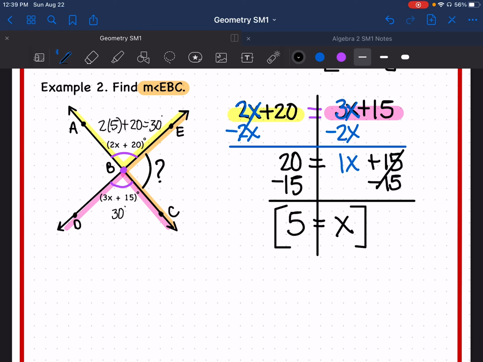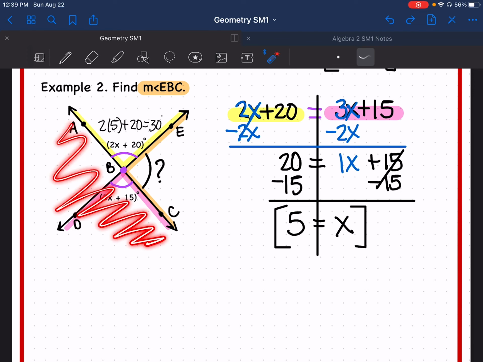But now I have to think about what's the relationship between this yellow angle and this orange angle that they want me to find? Well, let's just focus on them. So let's pretend that none of this exists. If none of this exists, take a look at this. This is what I have. Let's look at our foldable.